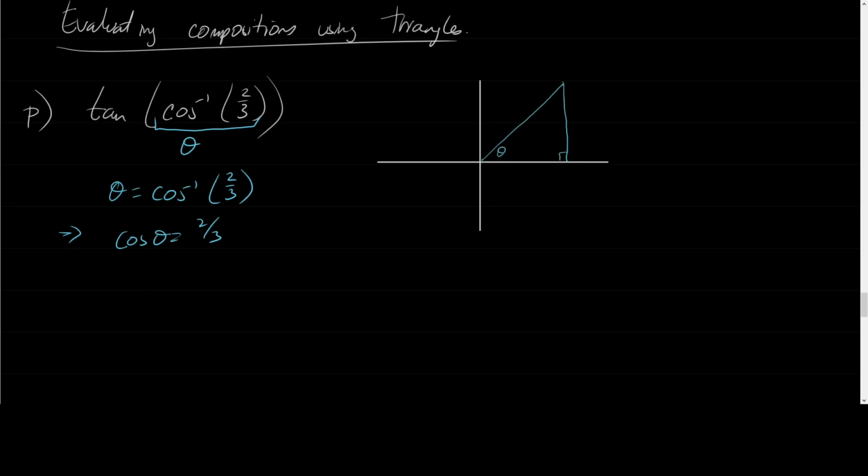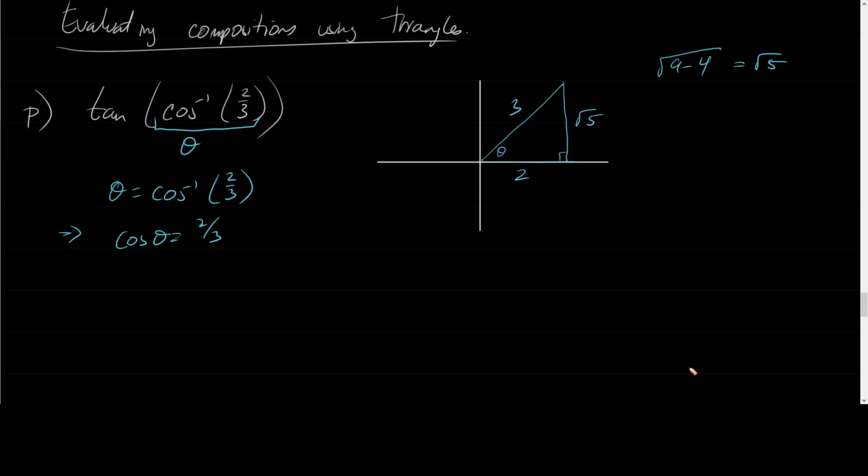And we say that cosine is 2/3, and cosine is adjacent over hypotenuse, giving me that this side over here, well, from the Pythagorean theorem, we end up with the square root of 5, right? a squared plus b squared equals c squared. That's how I get this. So I end up with radical 5 on that side.